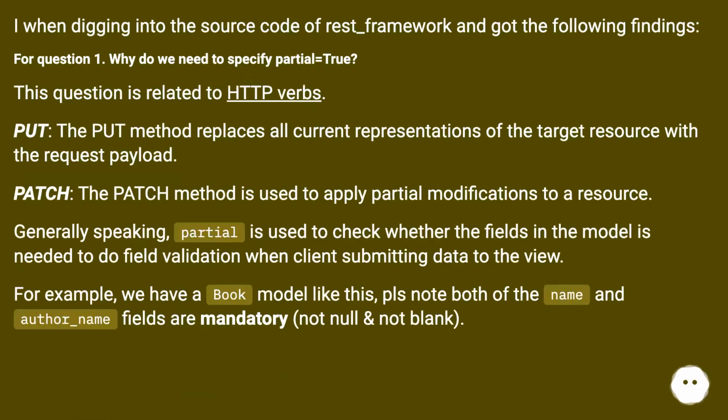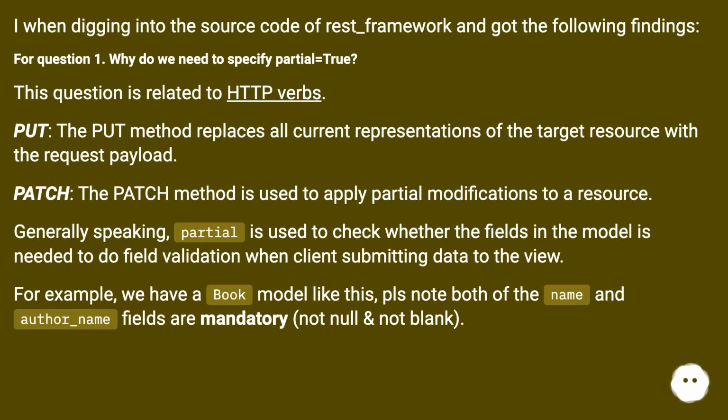I went digging into the source code of Rest_Framework and got the following findings. For question 1. Why do we need to specify partial equals true? This question is related to HTTP verbs. Put. The put method replaces all current representations of the target resource with the request payload. Patch. The patch method is used to apply partial modifications to a resource.